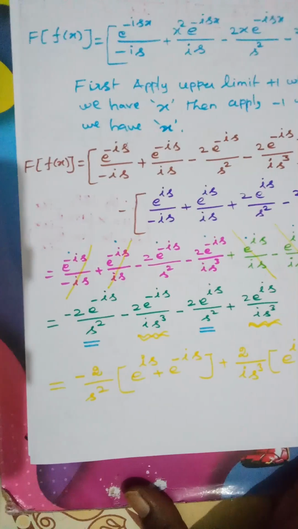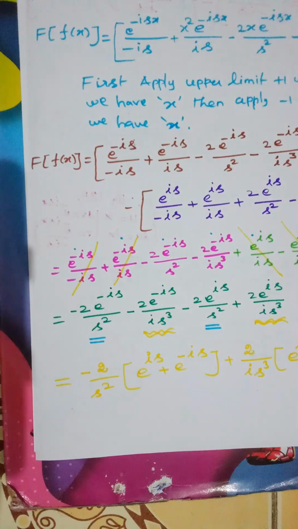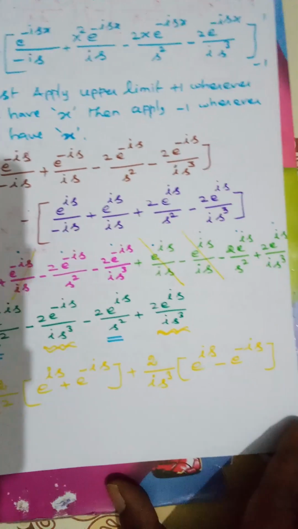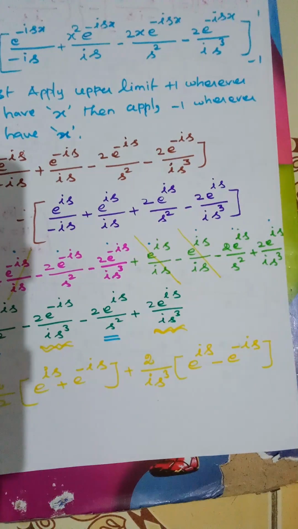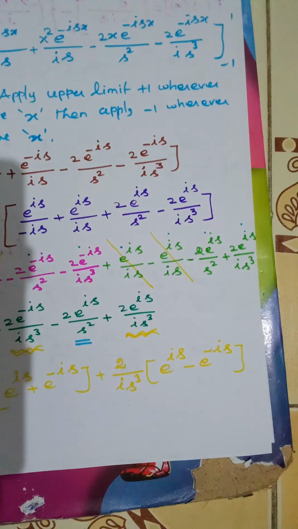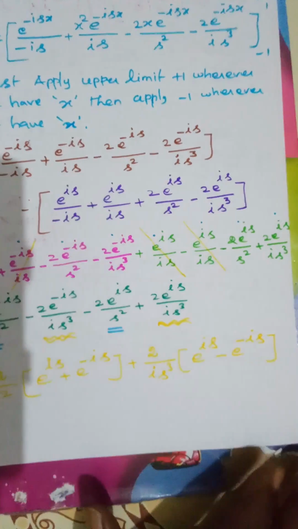Now I'm going to simplify. So what will happen? e power minus is by minus is, plus e power minus is by is, plus and minus 2 into e power minus is by s squared, minus 2 into e power minus is by I into s cube. Then the green colors, there are four terms: e power is by is, minus e power is by is, minus 2 into e power is by s squared, plus 2 into e power is by I into s cube. So these are the terms.